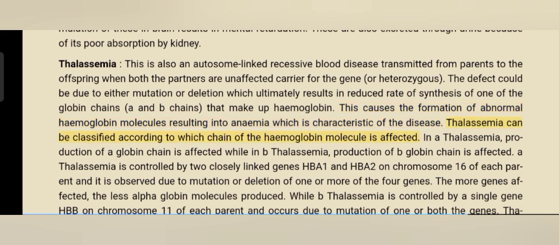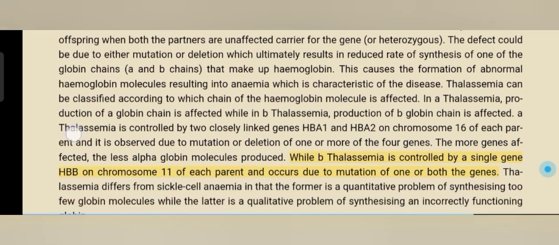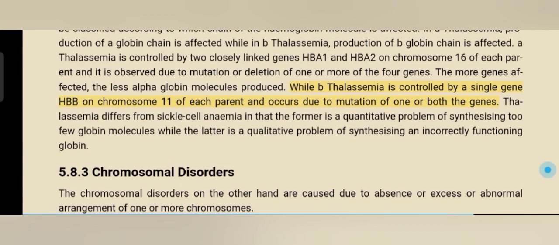Thalassemia can be classified according to which chain of the hemoglobin molecule is affected. In alpha thalassemia, production of alpha globin chain is affected, while in beta thalassemia, production of beta globin chain is affected. Alpha thalassemia is controlled by two closely linked genes, HBA1 and HBA2, on chromosome 16 of each parent, and it is observed due to mutation or deletion of one or more of the four genes. The more genes affected, the fewer alpha globin molecules produced. While beta thalassemia is controlled by a single gene, HBB, on chromosome 11 of each parent and occurs due to mutation of one or both the genes.